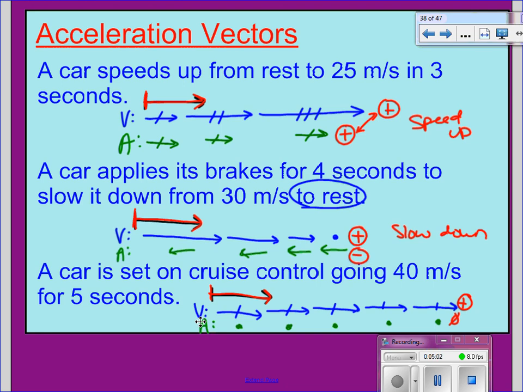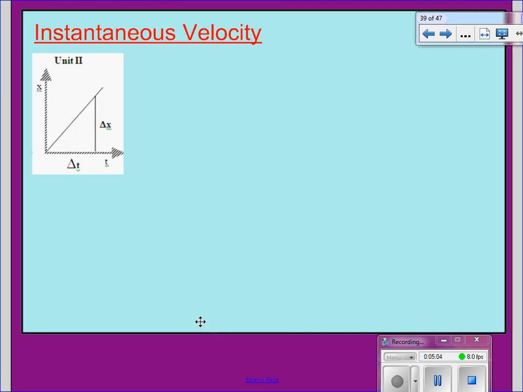Now that we've done acceleration vectors, let's move on to the last topic of this video, which is instantaneous velocity. I want us to look back at a graph we saw back in Unit 2. Notice this is a position versus time graph. Position's on the y, and time is on the x. Now notice what this object is doing. It has a linear line for the position versus time, indicating that this velocity is constant.